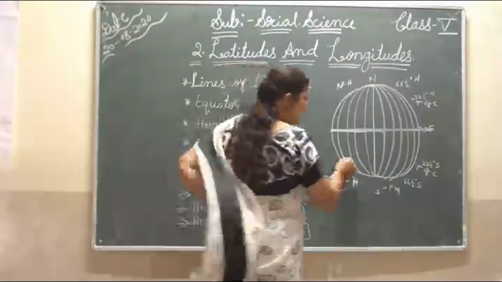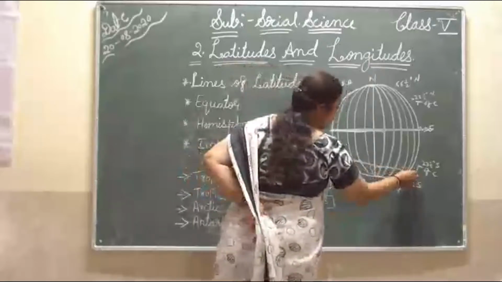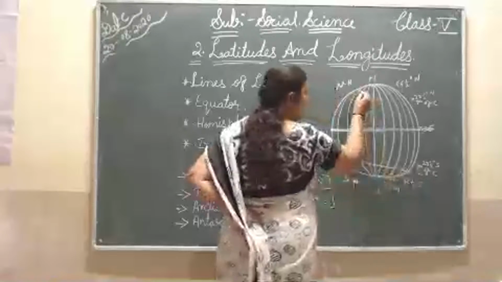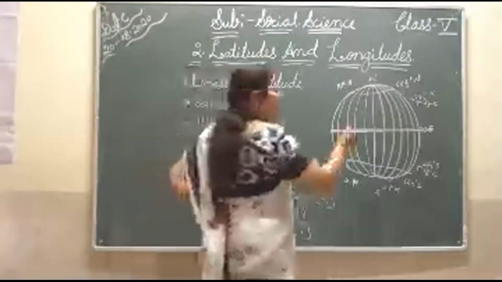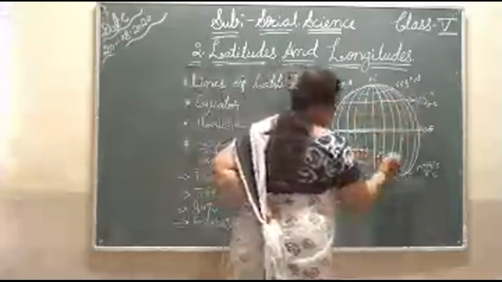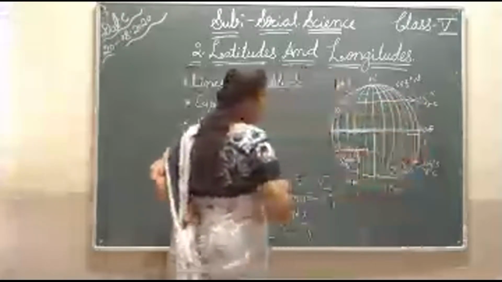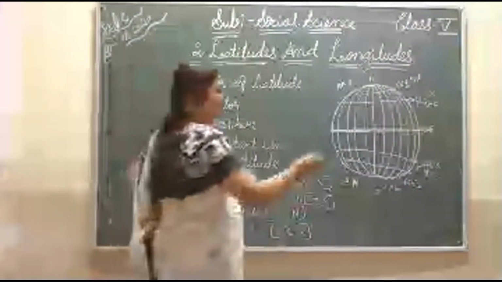And here, last is coming the Arctic Circle. Arctic Circle, it is coming near the pole. So Antarctic Circle, it is coming near the South Pole. And here Tropic of Cancer in the north, Tropic of Capricorn, it is coming in the south. So like this it will show that.